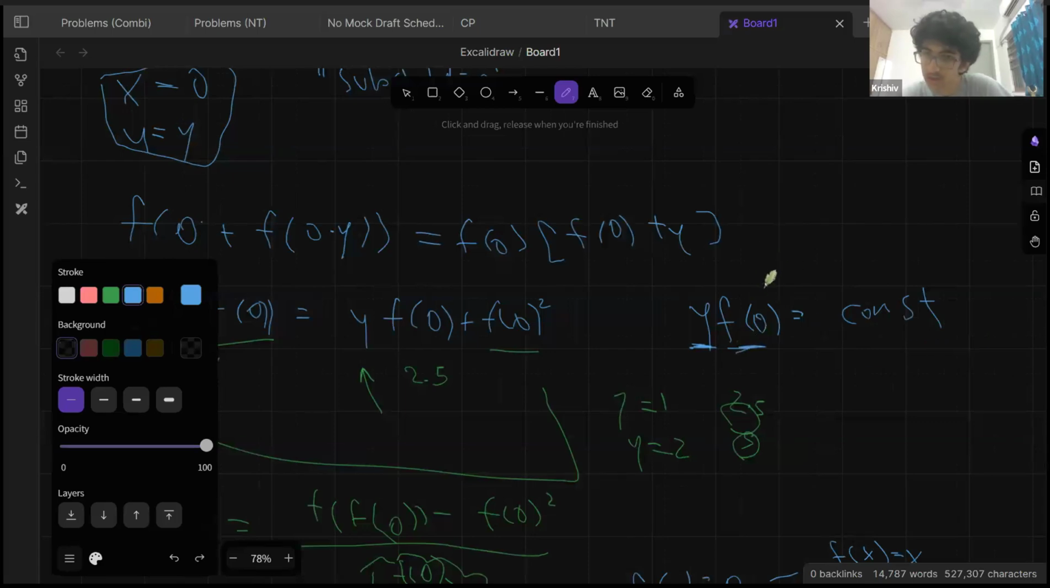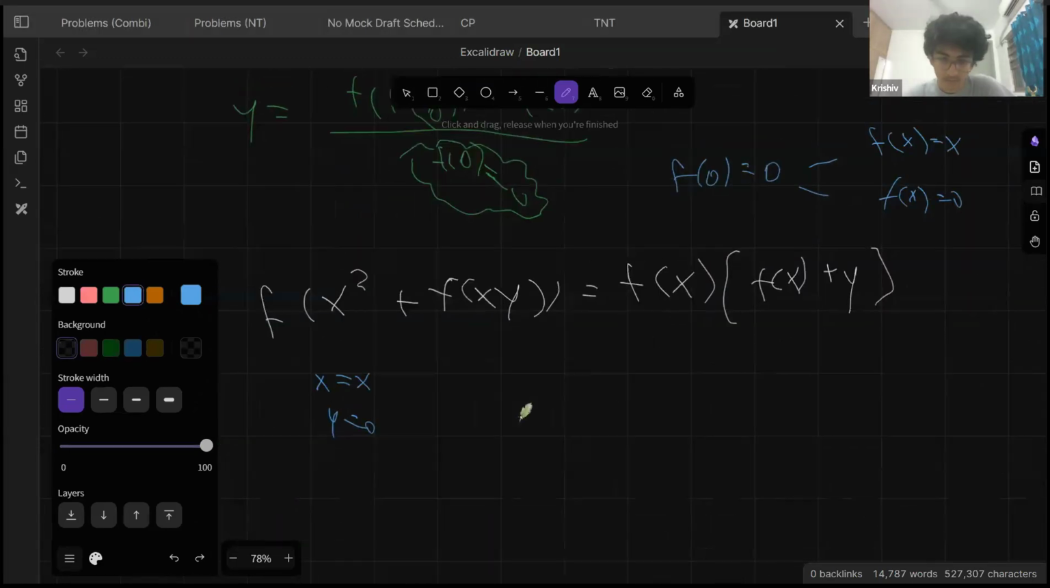I mean, it should be clear that if f of 0 is anything apart from 0, then y f of 0 cannot be constant when y moves around, because y can move around like 1, 1.1, 2, 2.5. For any value apart from f of 0 equal to 0, this will break immediately. You just take two different values of y, and y f of 0 will not be constant. So f of 0 has to be 0. I hope that's fine. Okay, cool. So yeah, f of 0 is 0.